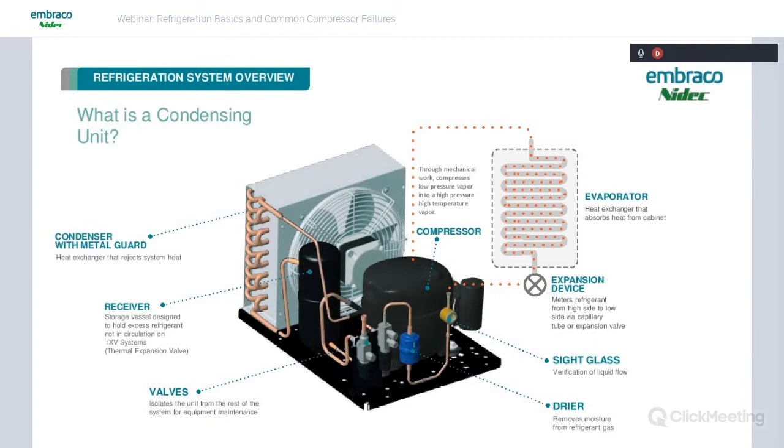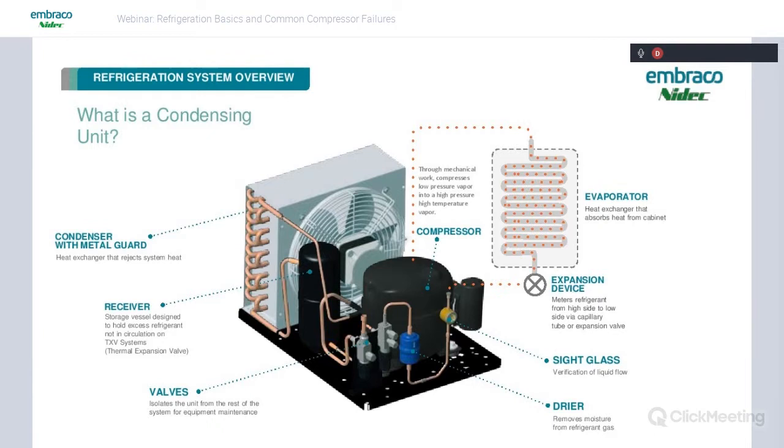In some systems, you'll see a receiver, which is just a refrigerant storage tank, usually used in systems with TXV valves or for larger commercial systems that have large charges, and you need a little bit extra space to store that refrigerant in the off cycle.